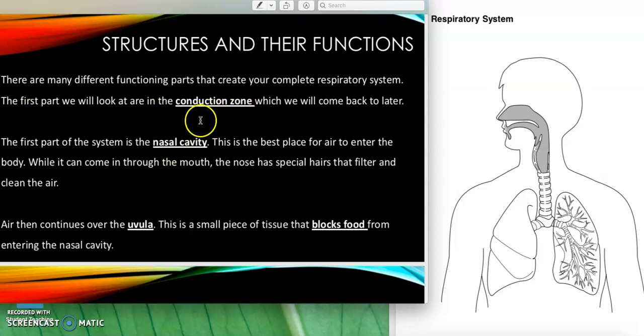So just skipping over this part right now, this is just talking about the conduction zone, which we're going to come back to later. I just wanted to include it so that you had an introduction to those terms of different zones of breathing. So anyways, the first part of the system is called the nasal cavity. So that's this space right here. This is the best place for air to enter the body.